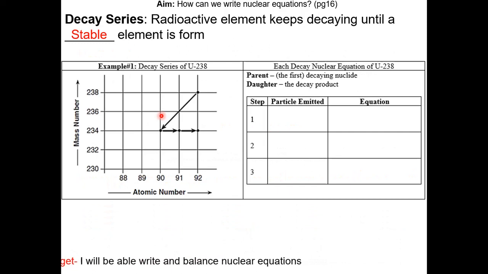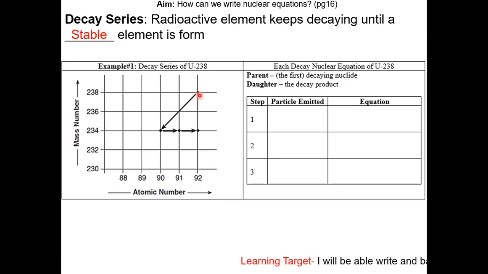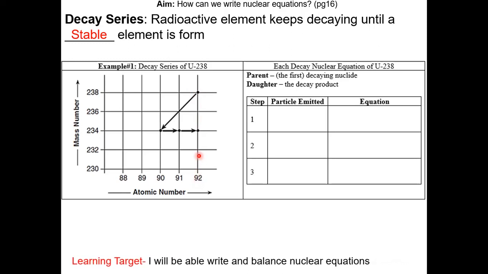Now we're going to learn how to analyze a decay series graph. On the y-axis is the mass number, on the x-axis is the atomic number. So using the atomic number, we can figure out what element we are looking at for each point. Each point represents an element or an isotope. Let's look at the first point. This point has an atomic number of 92, so it is uranium, and has a mass number of 238.